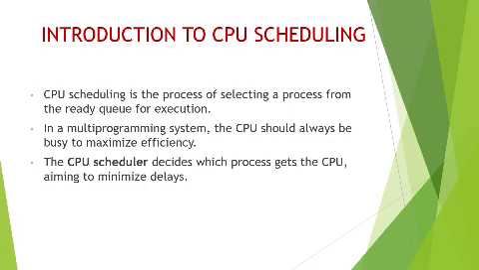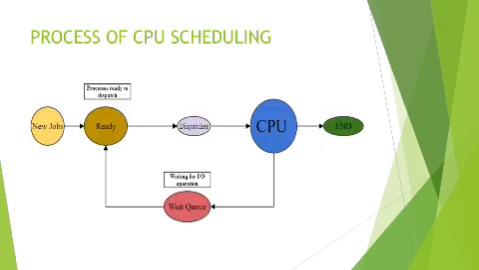So in a multi-programming system, the CPU should always be kept busy to maximize the efficiency. The CPU scheduler decides which process gets the CPU to minimize the delays. The scheduler will assign multiple jobs according to the priorities and so on. So next, the process of CPU scheduling.